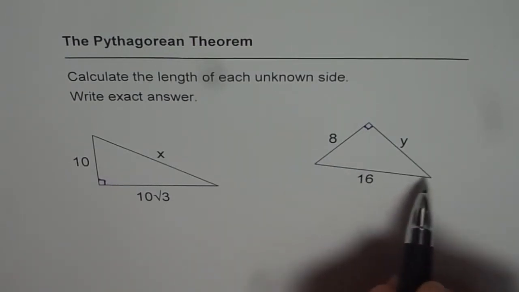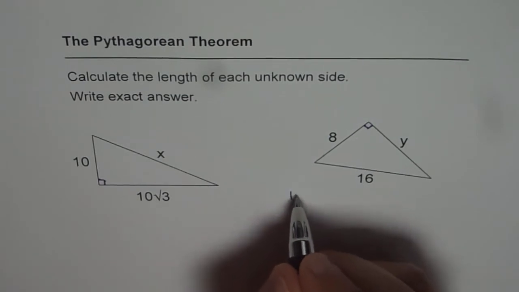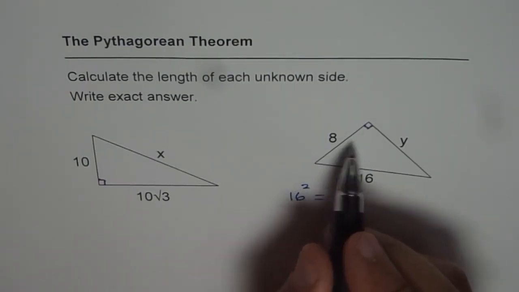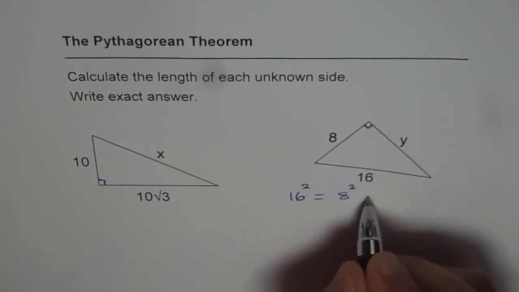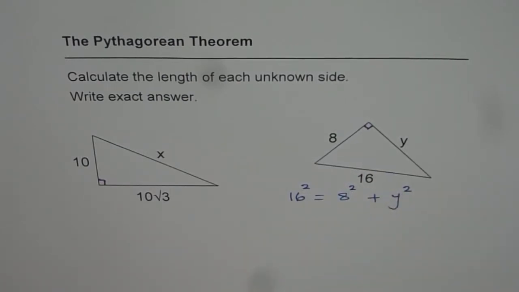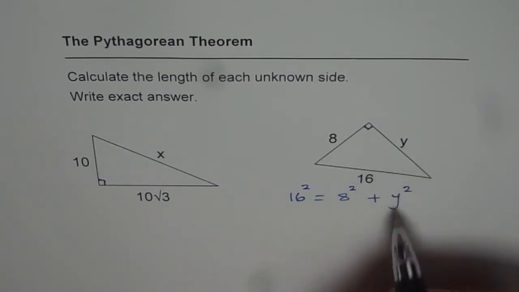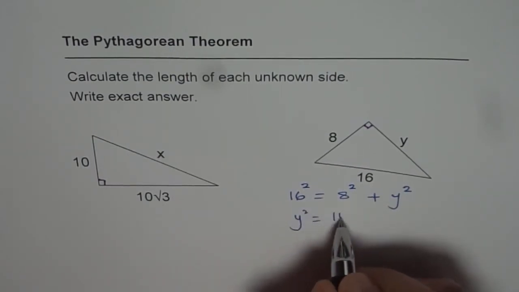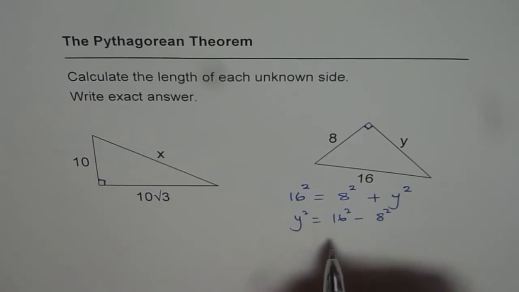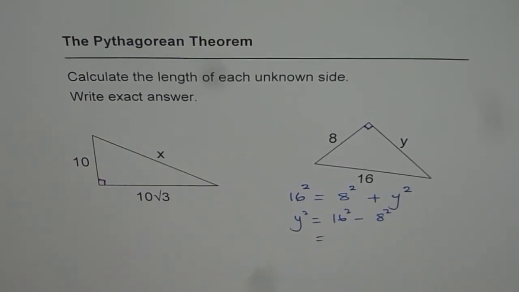Now here, since the longest side is the hypotenuse, 16, we can write this as 16 square is equal to sum of squares of the other two sides, which form the leg of your right triangle. So that gives you 8 square plus y square. Now y square is what? Y square is 16 square minus 8 square. So it's a good idea to use calculator at this moment. Find 16 square minus 8 square, which is equal to 192. So we get 192. And y should be square root of 192.